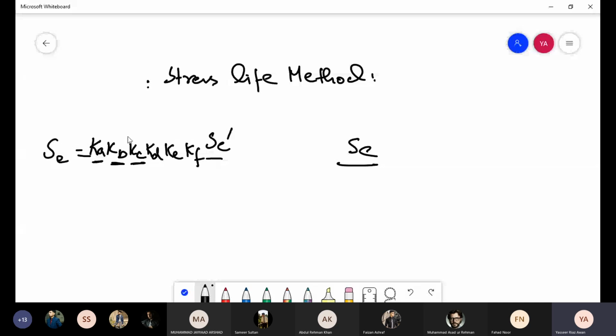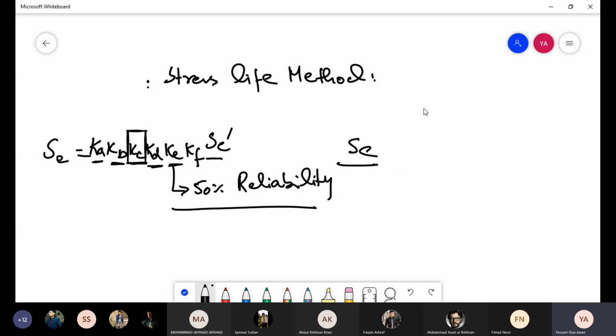You could have torsion or axial load. And remember, this can only take care of pure loading. If you have a combined loading, then you would take that into account using the stress parameter. Similarly, you have to take into account the temperature differences and reliability. Once again, remember that this is for 50% reliability.